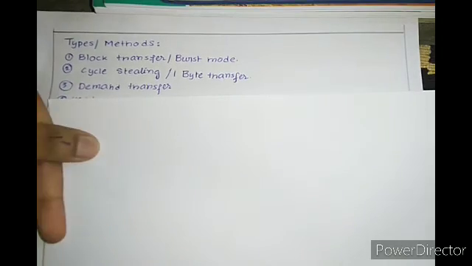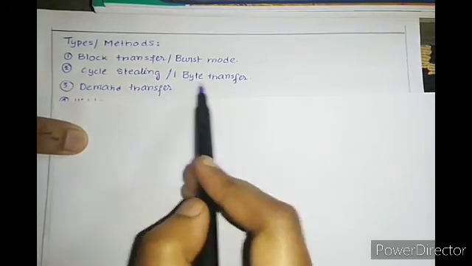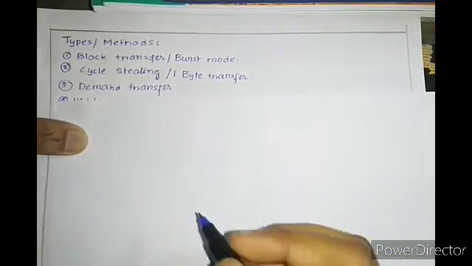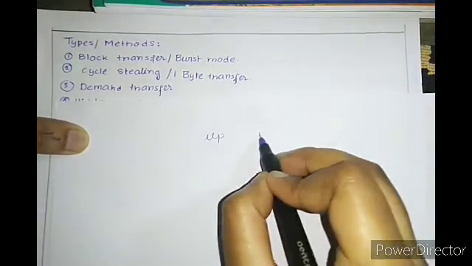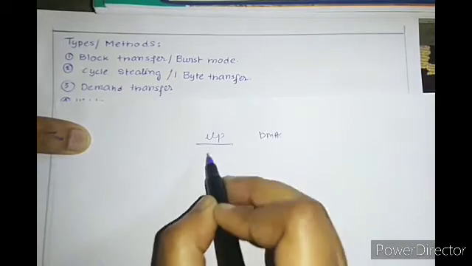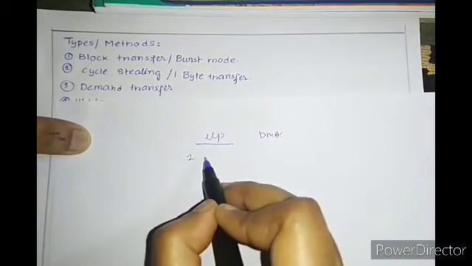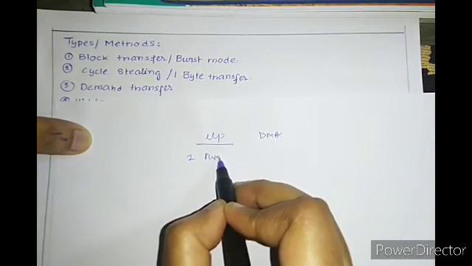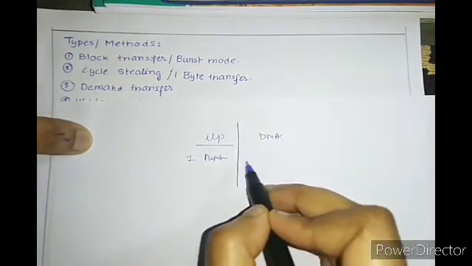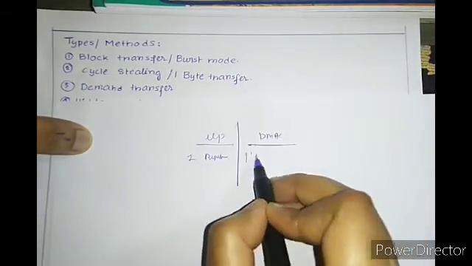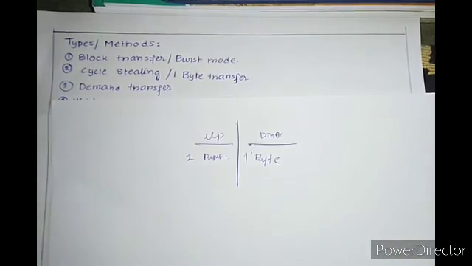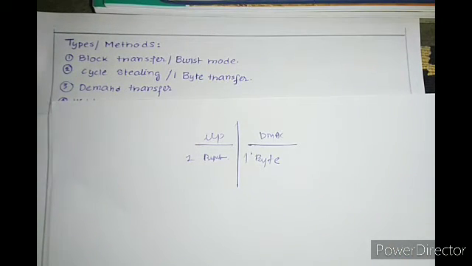Second is cycle stealing, or one byte transfer. As the name suggests, it's a one byte transfer. What happens here is, this is your MUP, this is your DMAC. The MUP will perform one machine cycle, 1 byte for MUP. The second machine cycle will be for DMAC, 1 byte for DMAC. This sounds silly, but I will give you an example and you can understand. Nowadays, processors use this method of file transferring in DMA, that is cycle stealing.